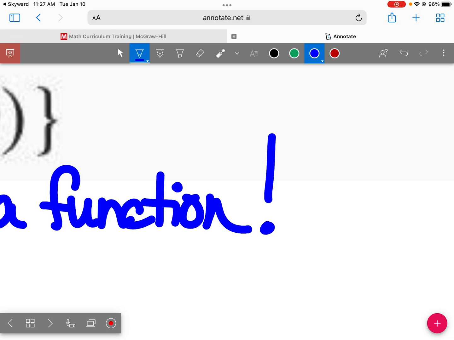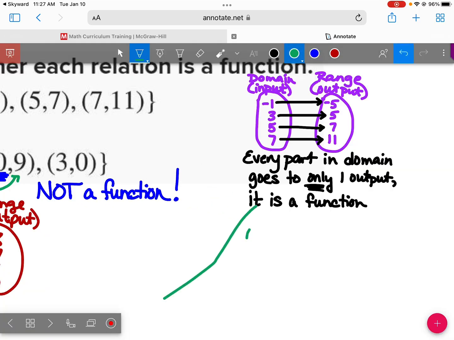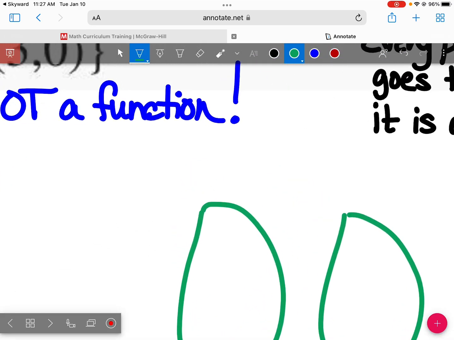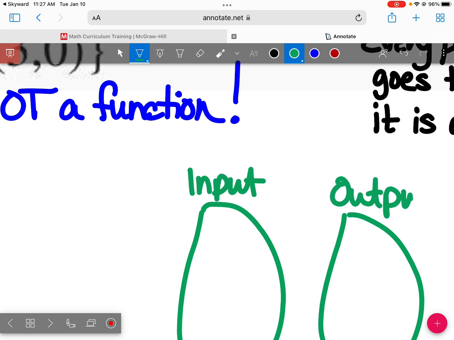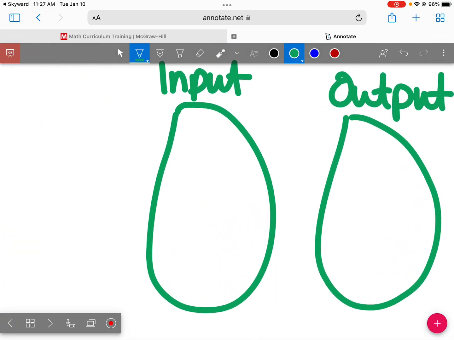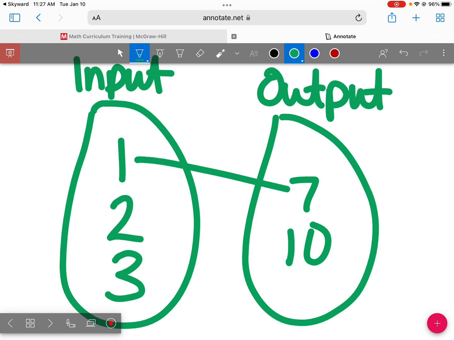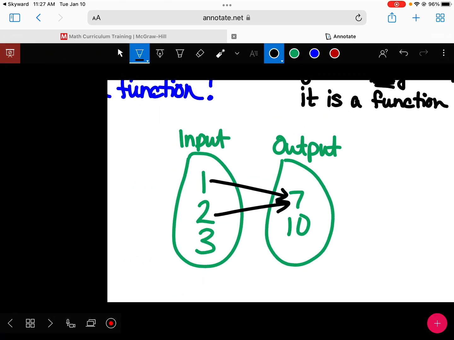Good question. Let me draw another example here. So if this was my input, and this is my output, and the numbers that I have in my input, I'm going to be real creative here: 1, 2, 3. And I have 7 and 10 over here. If 1 goes to 7, and 2 also goes to 7, that is allowed. This would be a function.